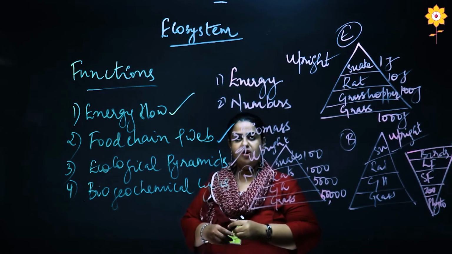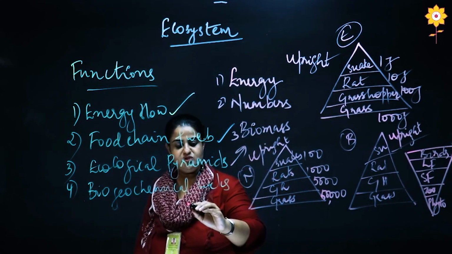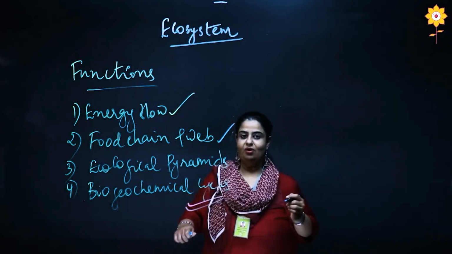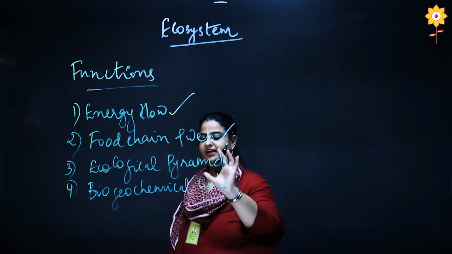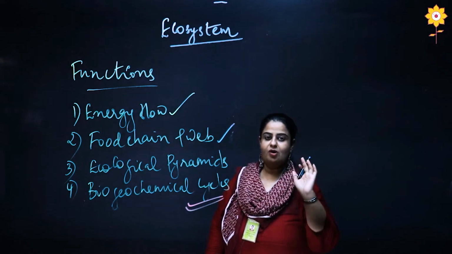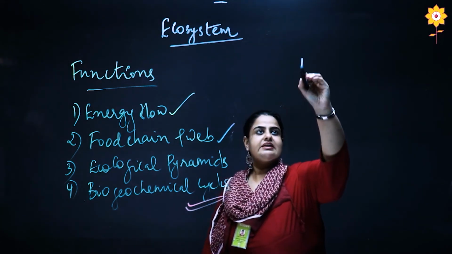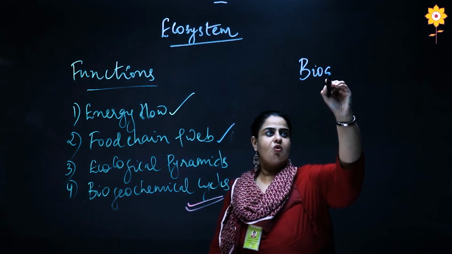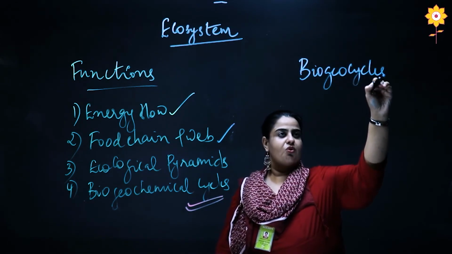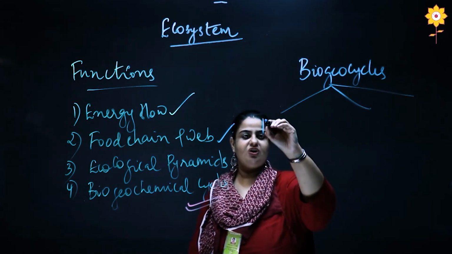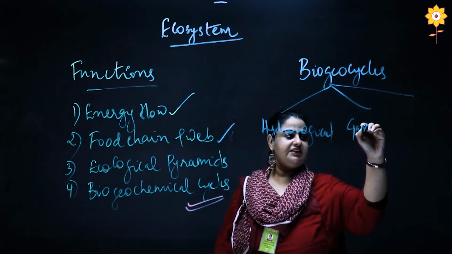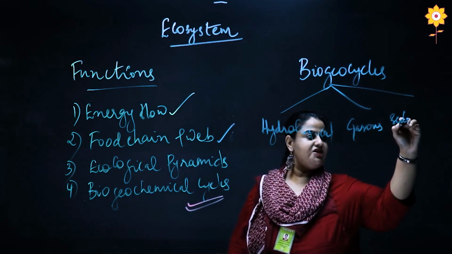Now we move on to the final functional aspect of ecosystem, that is biogeochemical cycle. Now, when we talk about biogeochemical cycle, there are so many different forms of cycles that we have to focus on. First among them is the hydrological cycle, which is the water cycle, and then we have gaseous cycle, and finally we have the sedimentary cycles.